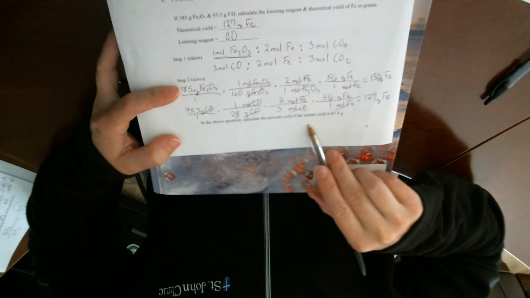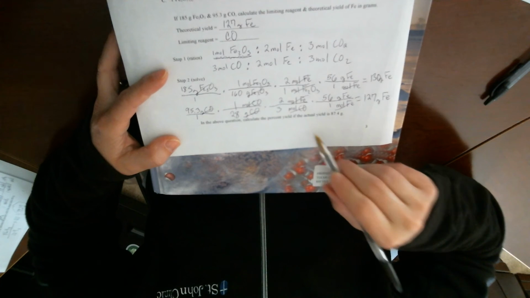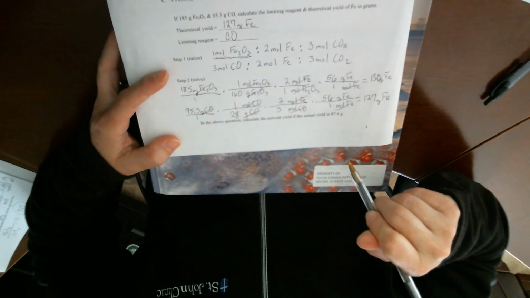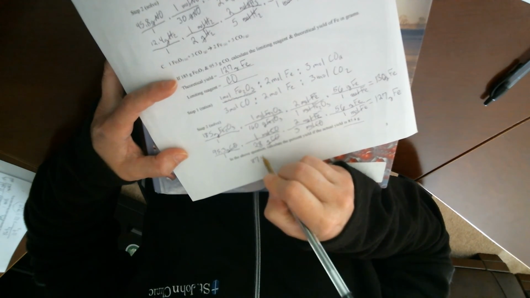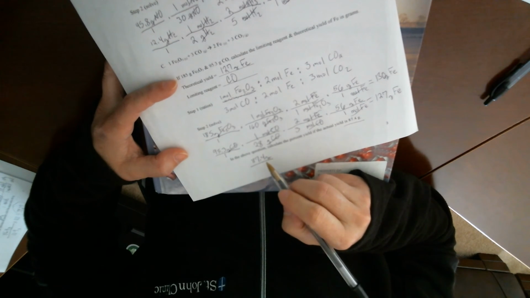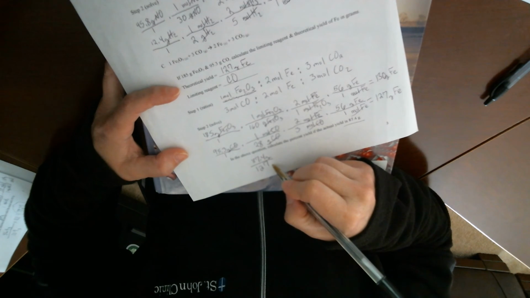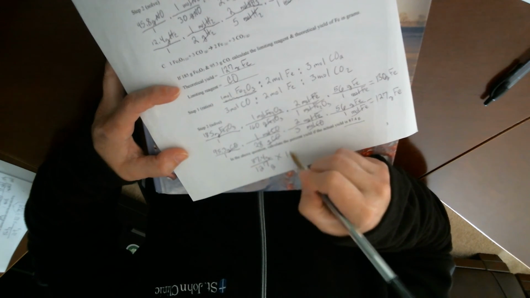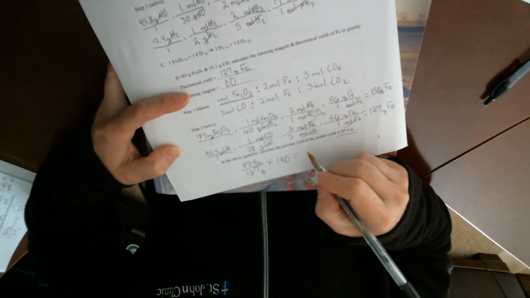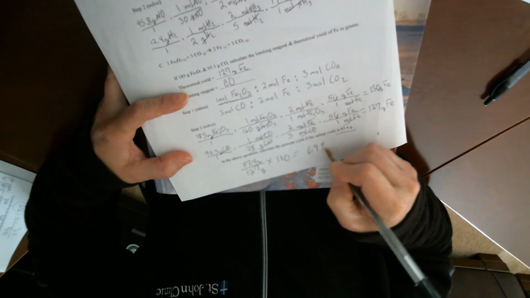And then lastly, it is asking us to calculate the percent yield, which is our actual yield divided by theoretical yield times 100. So the actual yield is 87.4 grams. And we're going to divide that by our theoretical yield, which is 127, times 100. And I got 69%.